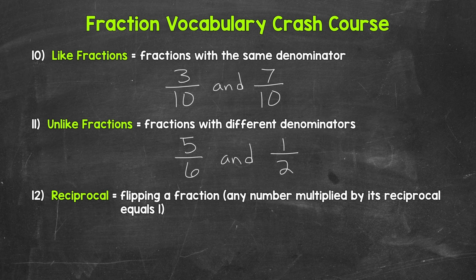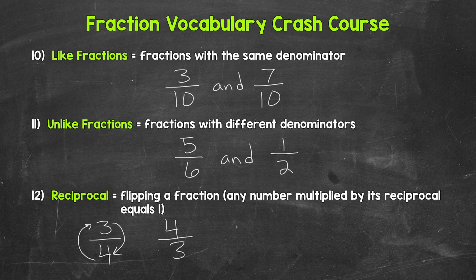Next, we have reciprocal. And to find the reciprocal, that just means to flip a fraction. So the numerator becomes the denominator and the denominator becomes the numerator. We use reciprocals when dividing fractions. So for example here, the reciprocal of 3/4, we need to flip this fraction. So 3 is now the denominator, and 4 is now the numerator.